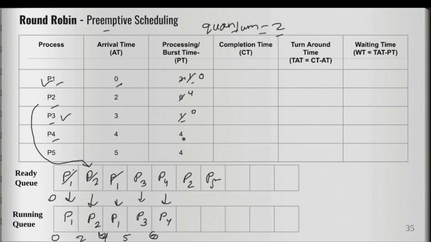Its burst time is 4. So we can run it for 2 units as per the rule. So 6 plus 2 is 8. So we run it for 2 units. We cancel 2. So remaining is 2.